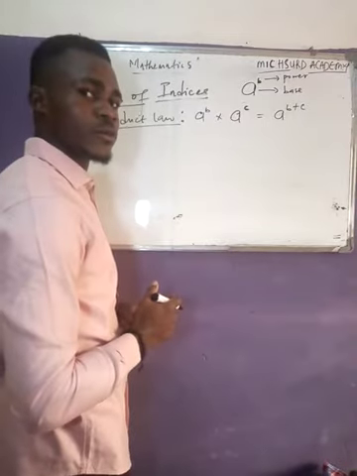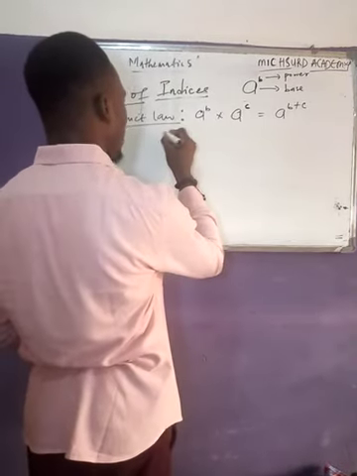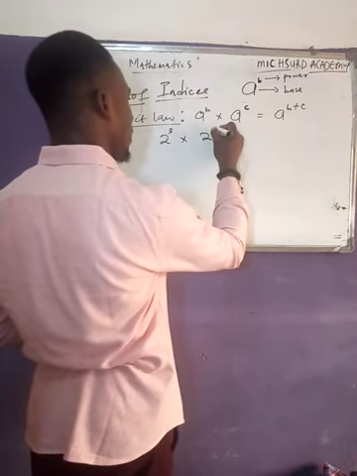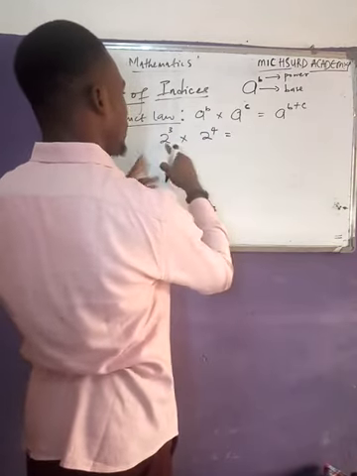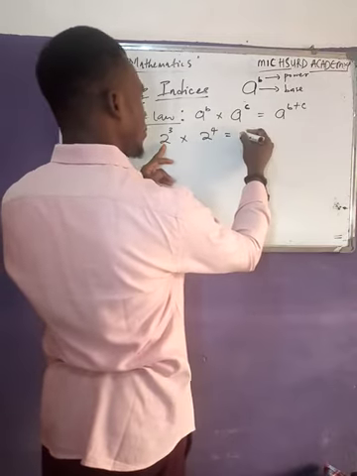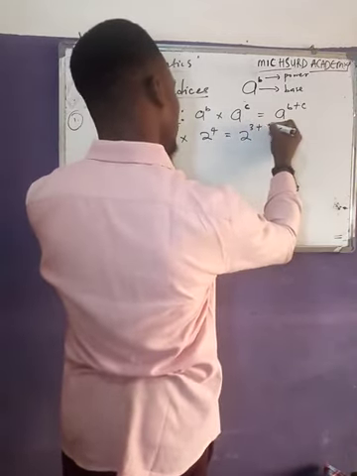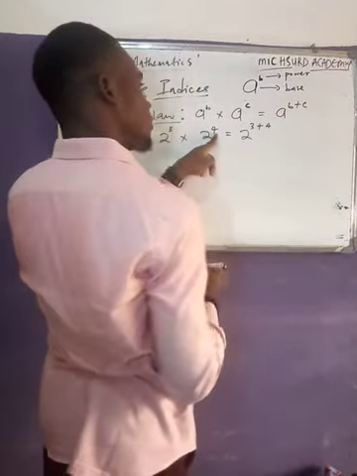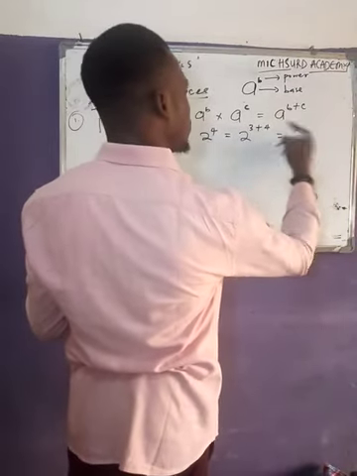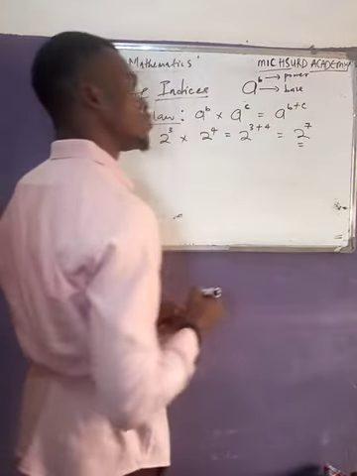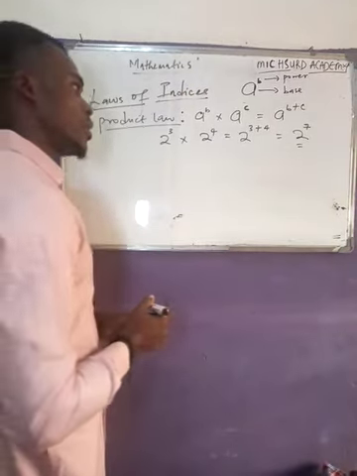This is what we refer to as the product law. For example, if I have 2 raised to power 3 times 2 raised to power 4, because the bases are the same, it will give us 2, which is the common base, then we add up the powers. 3 plus 4 is 7. So we have 2 raised to power 7.